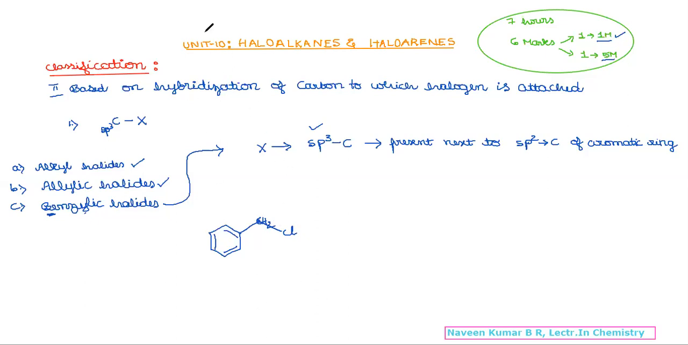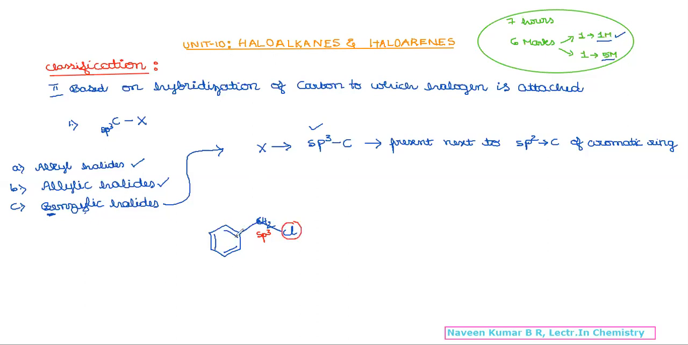If we observe this structure, this carbon is present in sp3 hybridization because it is surrounded by 4 sigma bonds: one with the adjacent carbon, one with chlorine, that is the halogen, and two with the two hydrogens. Hence this carbon is in sp3 hybridization, and the halogen is attached to the sp3 hybridized carbon.